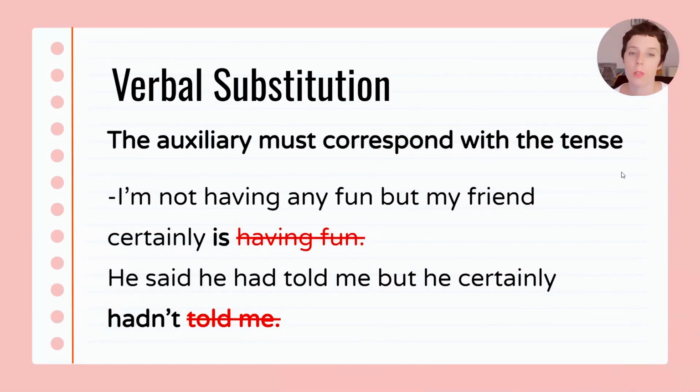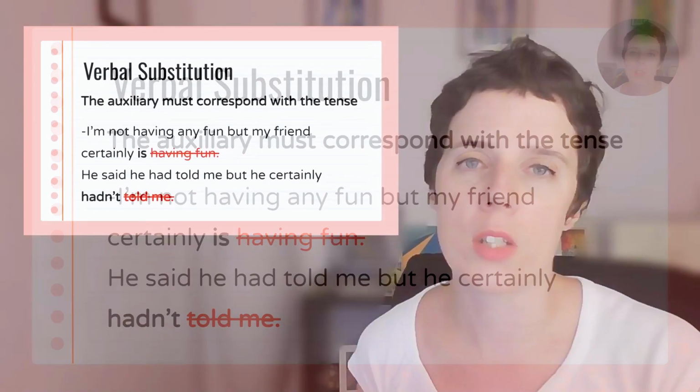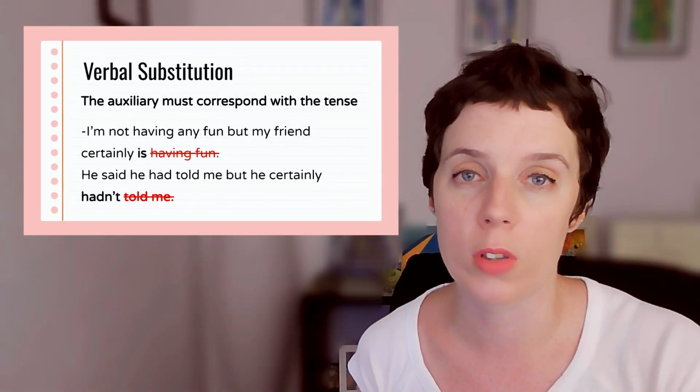So for example, if you're using present continuous, I'm not having any fun, but my friend certainly is having fun. You don't need having fun, you can just leave the auxiliary verb there, okay? He said he had told me, but he certainly hadn't told me. Again, you can just delete that and leave the auxiliary verb. So depending on your tense, past perfect here, you need past perfect here. Present continuous here, you need the present here. All right, so that's how to replace a verb with an auxiliary.